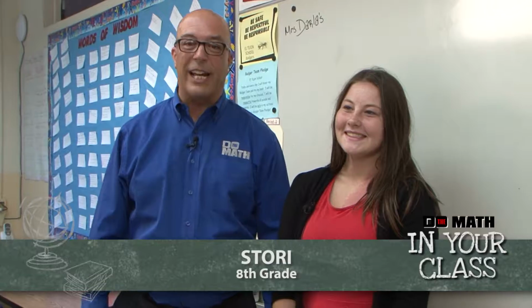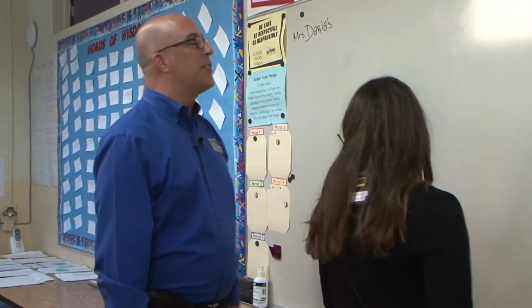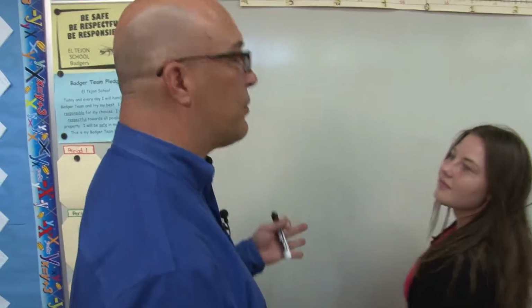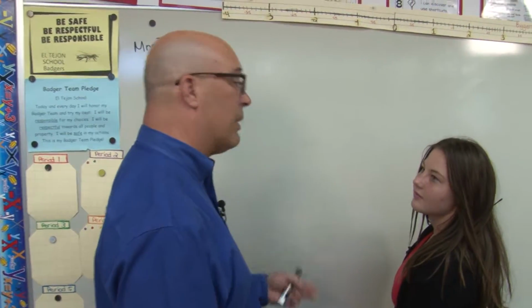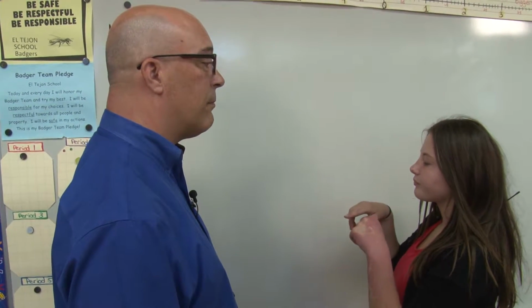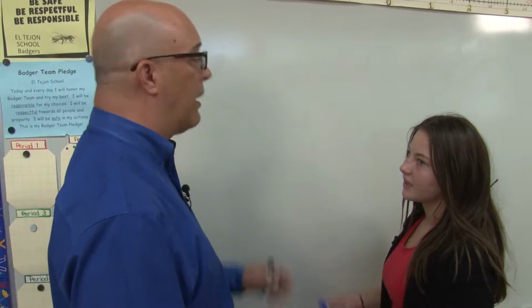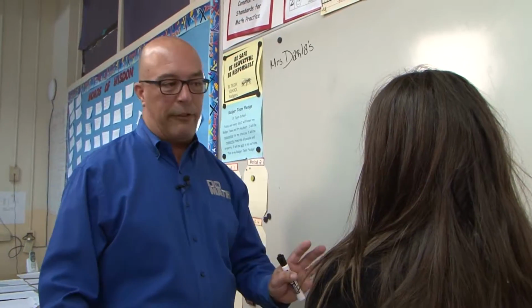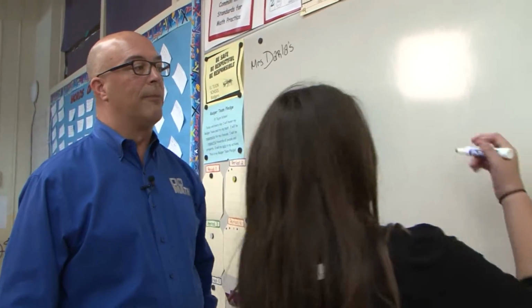We're at El Tejon School. 8th grade student Stori is with me, and we're about to work on some triangles. You ready? Yes. Finally, we can get to this. All right. So there are 3 main types of triangles. We have an equilateral triangle. What can you tell me about that? It has all equal size, all equal sides. Okay, why don't you just go ahead, and it doesn't have to be perfect, but draw me an equilateral triangle.